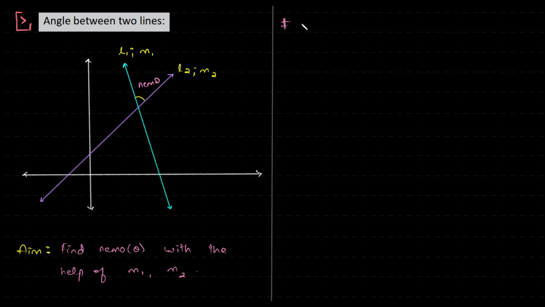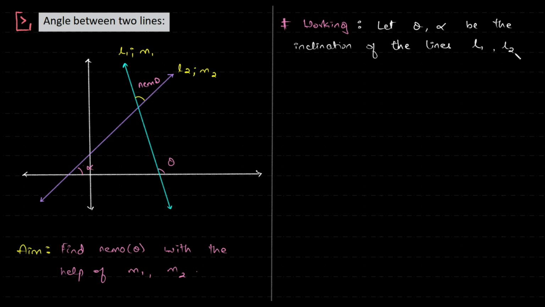So we will start off the working by assuming: we'll call this theta and this alpha. Let's call the inclination of the line. Let theta, alpha be the inclination of the lines L1, L2.